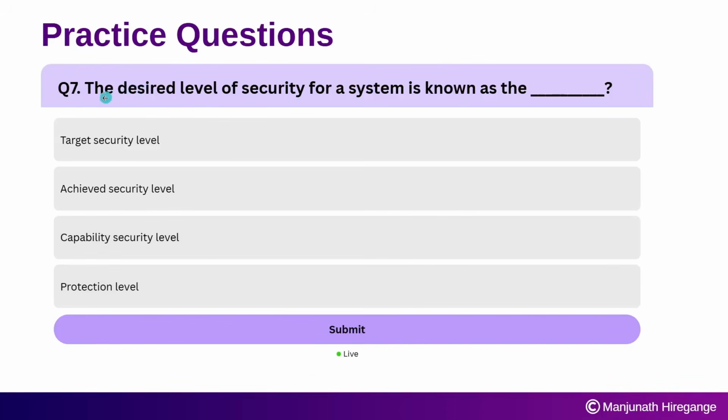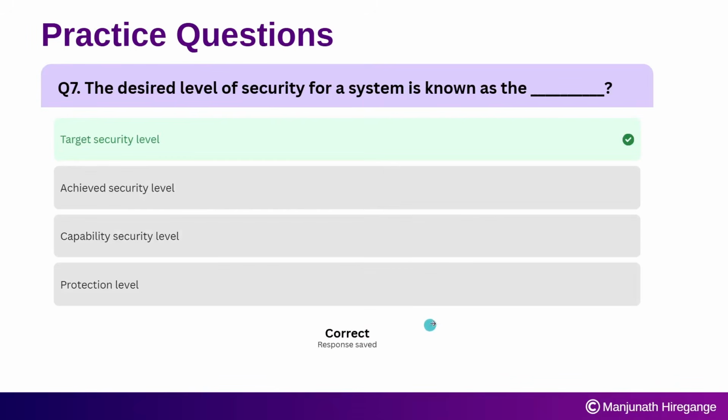So the next question is: the desired level of security for a system is known as target security level, achieved security level, capability security level, or protection level. This is from 62443. So SLT, SLA, or SLC. Which is the right answer? The desired level of security for a system. So the right answer is the target security level.